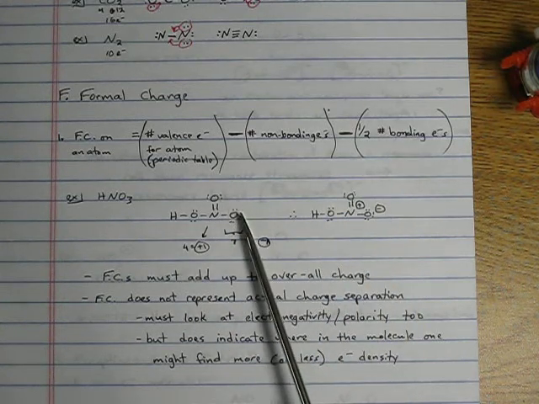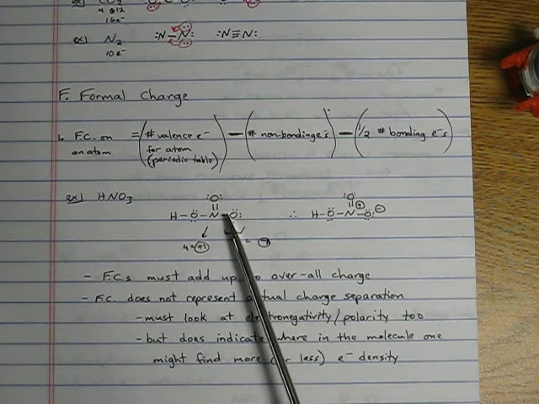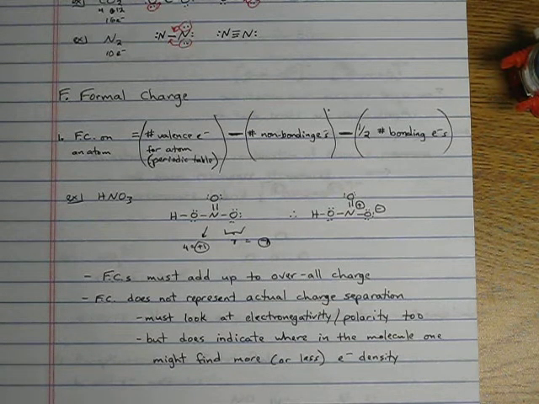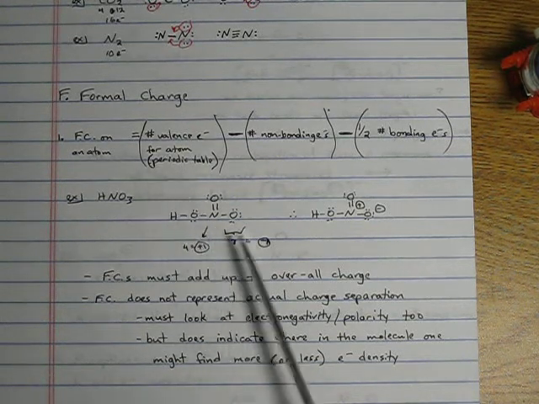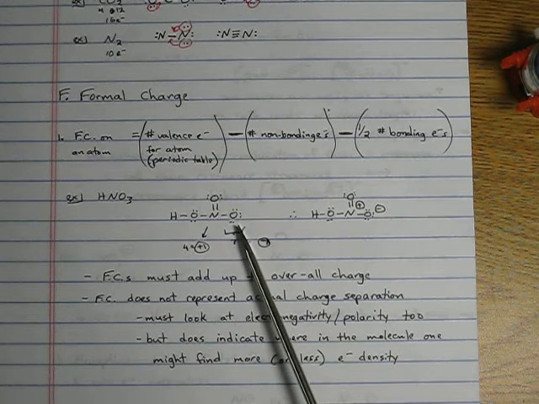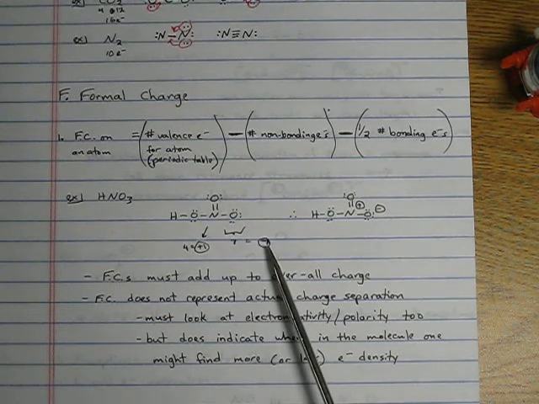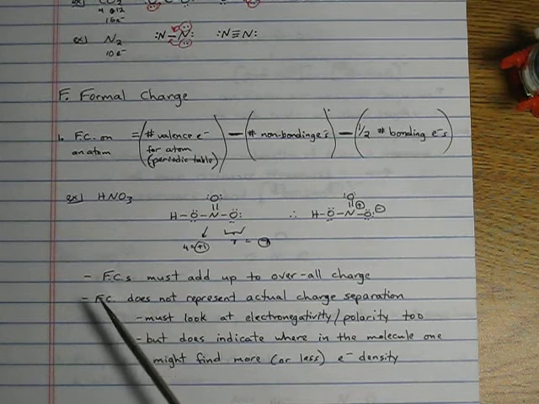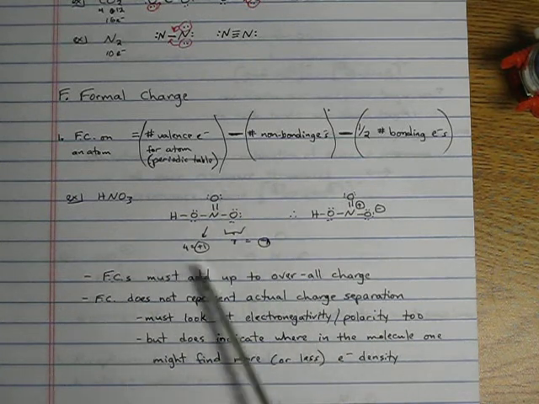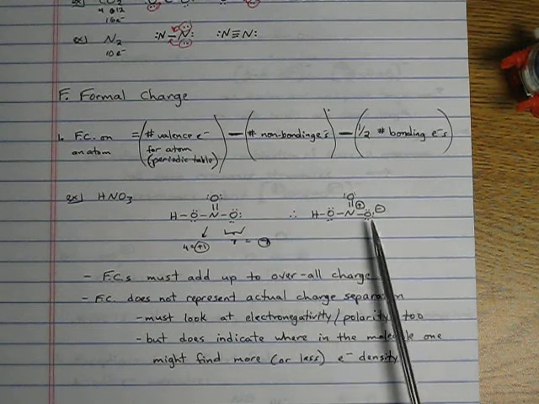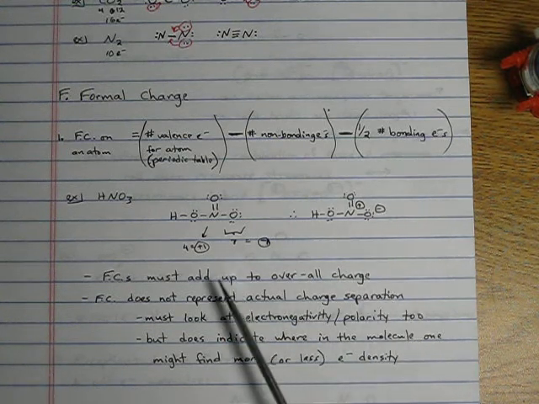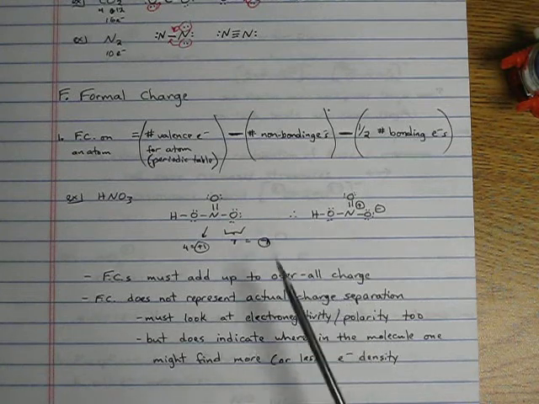1, 2, 3, 4, 5, 6, 7. Recall oxygen normally has 6 valence electrons from the periodic table. 6 valence electrons minus 7 that we count means a -1 formal charge on that oxygen. So when we add it all together, we see this nitrogen has a +1 formal charge, this oxygen has a -1 formal charge, and all the other atoms have no formal charge.